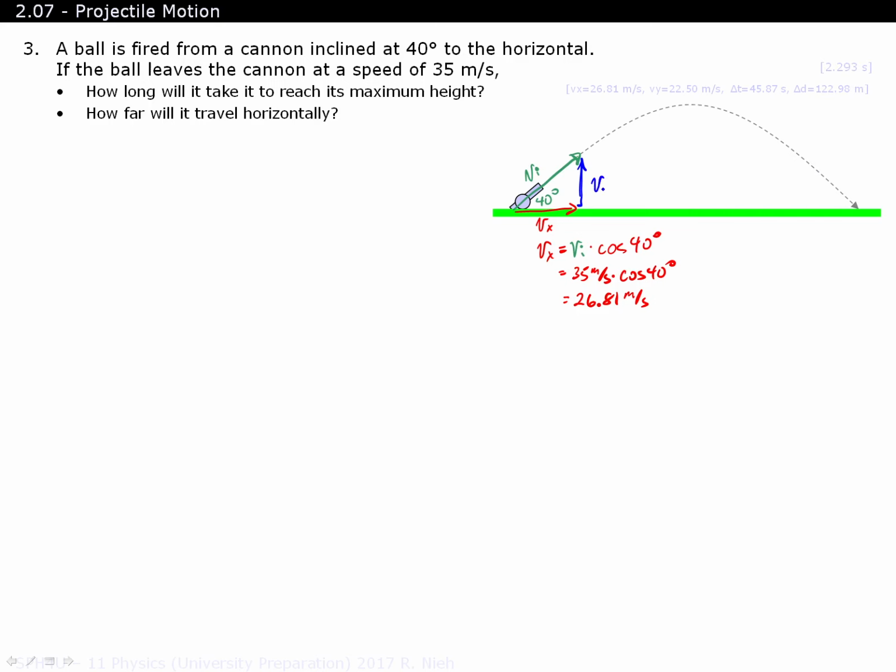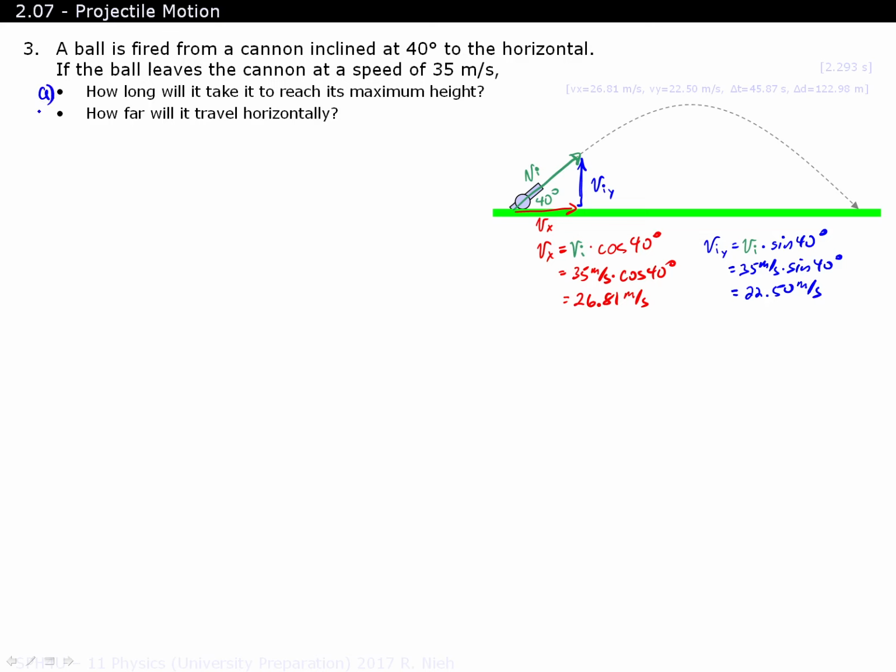We're going to rinse and repeat for V in the y dimension. Remember that in the y dimension, the values are constantly changing, and that's why we want to denote this as Vi in the y dimension, as our Vf will be a completely different value. So Viy is equal to the original Vi multiplied, in this case over here, since Viy is opposite of 40 degrees, we're going to multiply it by the sine of 40 degrees. So 35 meters per second times the sine of 40 degrees will give us an answer of 22.50 meters per second. All right, so those are some preliminary calculations we want to deal with.